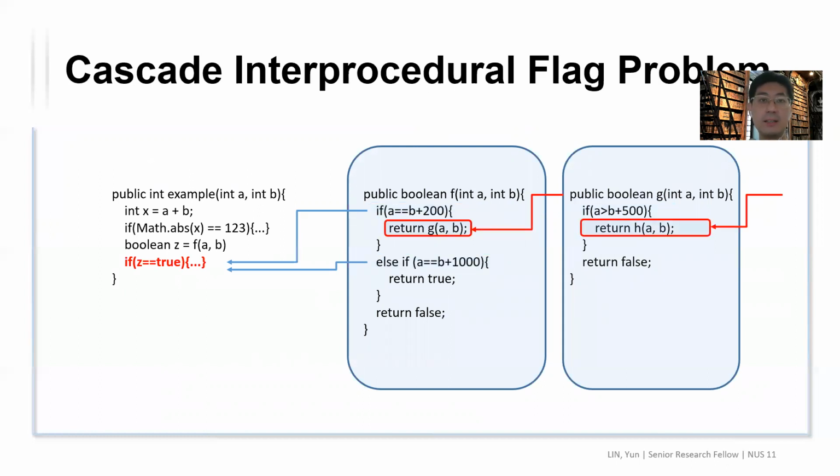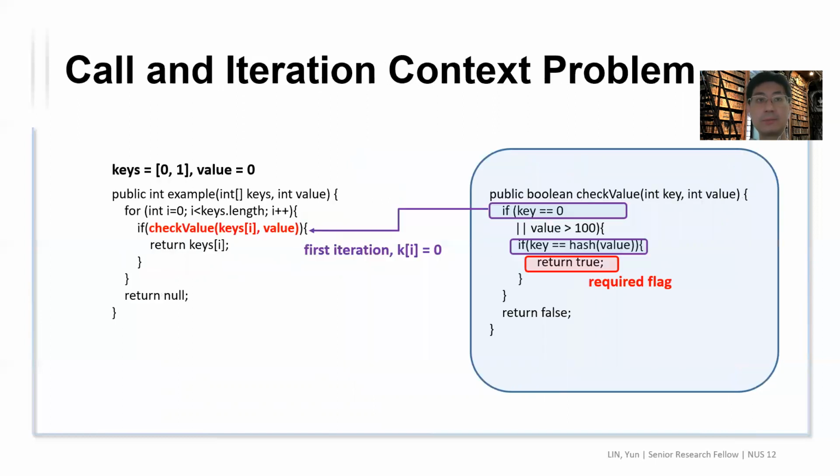The second is the cascade interprocedural flag problems. There can be another interprocedural problem in the invoked flag method. We need to handle cascade interprocedural flag problems in practice. The third is the call and iteration context problem. If a flag method is called in a loop or called in many call sites, the branch for the required flag can have multiple branch distances. Each iteration or call site can derive a new branch distance. Here is an example. Given the input of array keys equals 0, 1, the loop has 2 iterations. In each iteration, the method checkValue is executed in a different way.